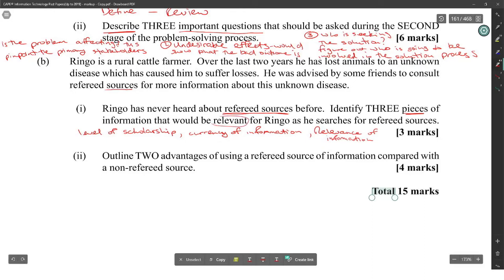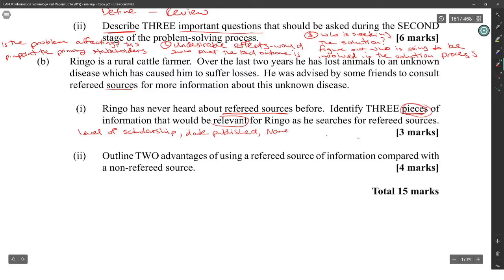So I can say relevant. Alright, so I can say relevance. Name of author, because they're not looking for the classification of the information. They want the piece of information. Like you would tell the person, okay, when you're looking for this, make sure you look for the level of scholarship, make sure you look for the date that it was published, make sure you look at the name for the author, make sure you look at the title of the journal.